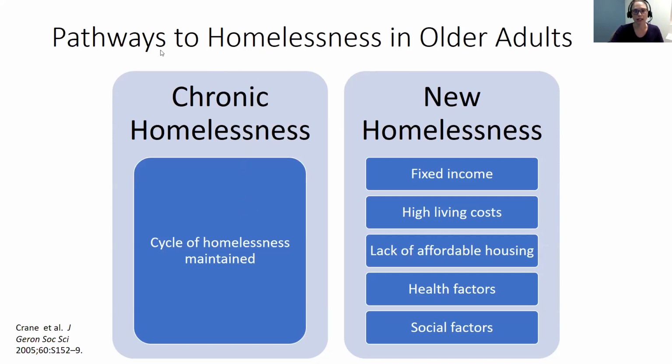So when we look at pathways to homelessness in older adults, there are two groups. There are those who have been quote unquote chronically homeless, in which the cycle of homelessness has been maintained, starting out in their younger years or midlife, and then maintained into their senior years. And then there's also new homelessness. And we see reasons for this being newly being on a fixed income due to retirement, high living costs, lack of affordable housing, health factors, social factors. And in geriatric medicine, new homelessness is often multifactorial or a combination of these.